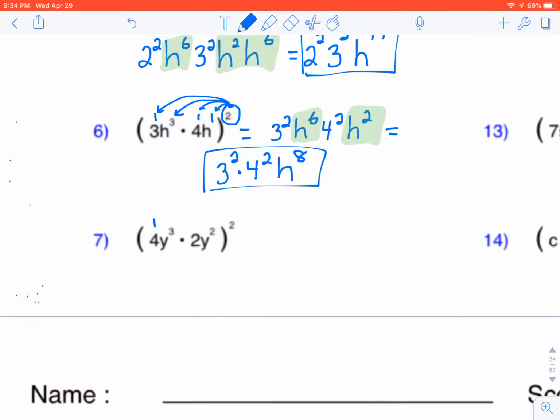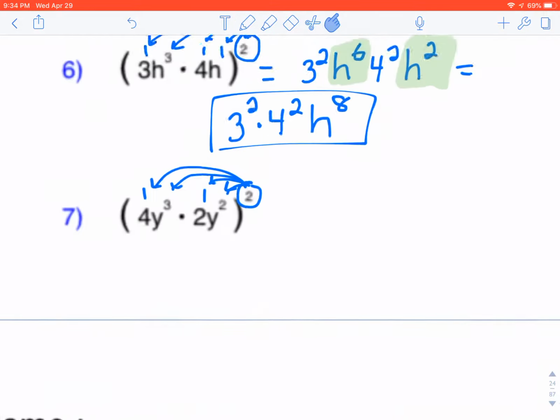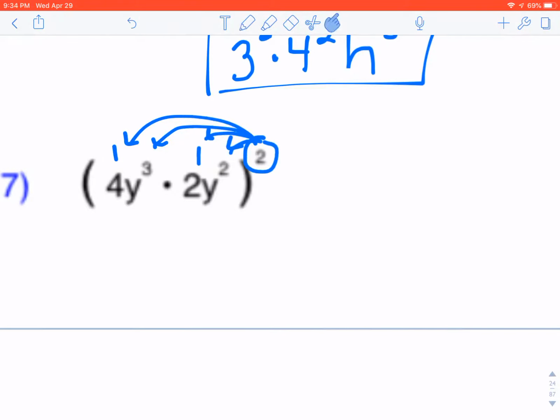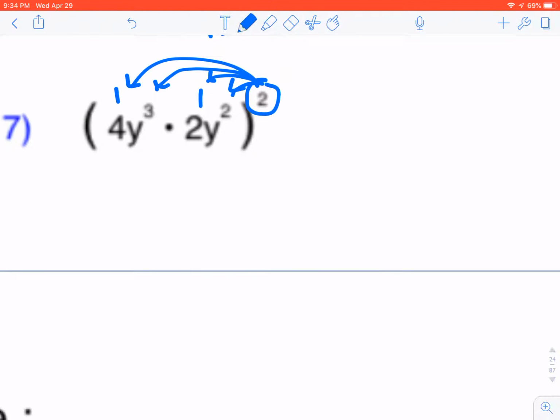Number 7, put a 1 above the 4 and the 2. We're taking the exponent of 2, and we are multiplying it by all the exponents that are here. So you get 4 to the second, y to the 6th, 2 to the second, y to the 4th.